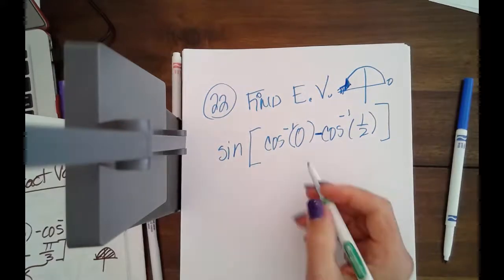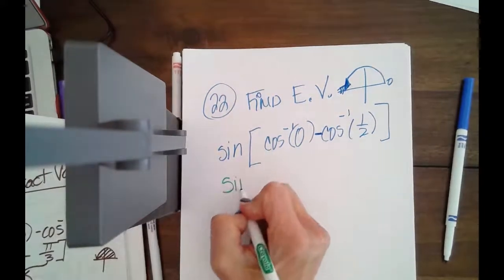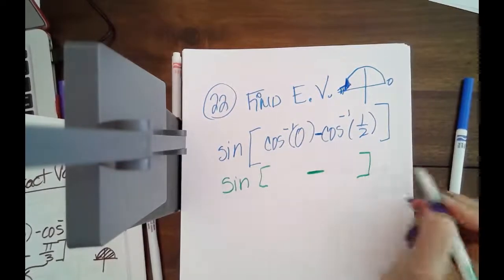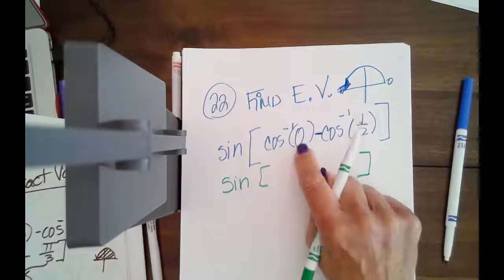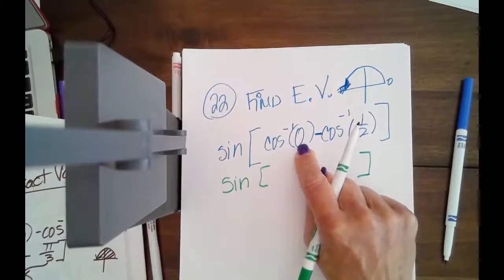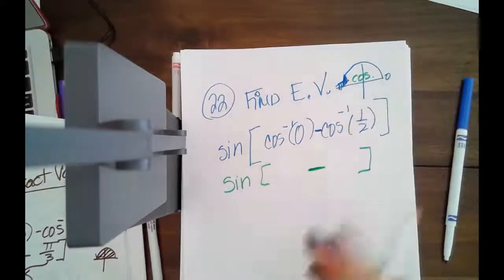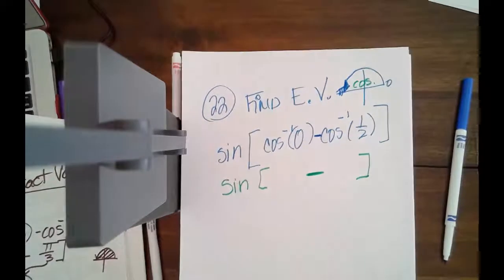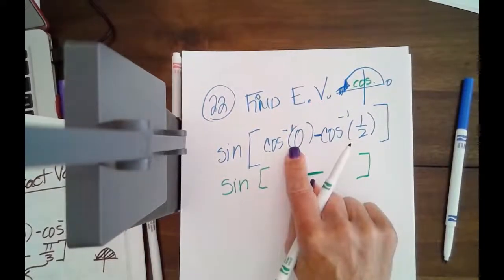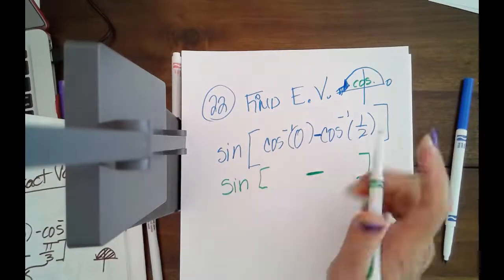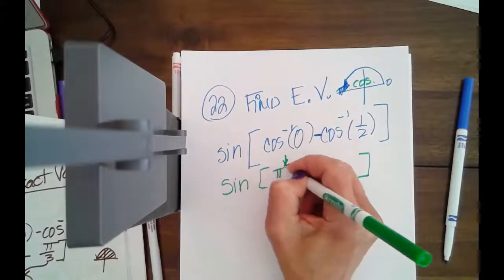Okay, so I'm going to rewrite this, and we've got to convert these into actual angles on the unit circle. Well, we know that this is asking where on the unit circle, in a restricted area for cosine, is an angle that has a cosine value of 0. Well, if it's got a cosine value of 0, then you know that's going to be at pi over 2. So that translates into pi over 2.